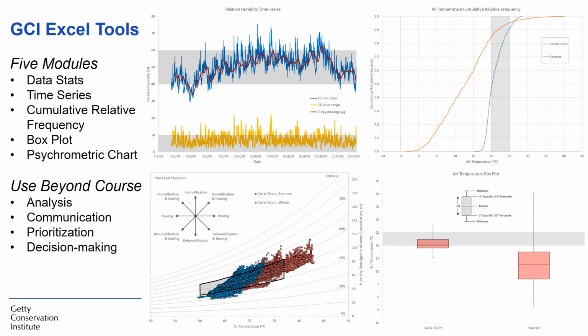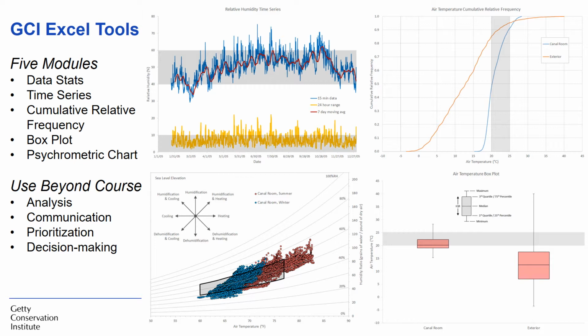So what are the GCI Excel tools? They consist of 5 modules, with the first dedicated to the input of T and RH data and subsequent calculations for humidity ratio, dew point temperature, and 24-hour and 7-day moving windows. Data and calculations from this module are then input into other modules, which focus on various visualization types.